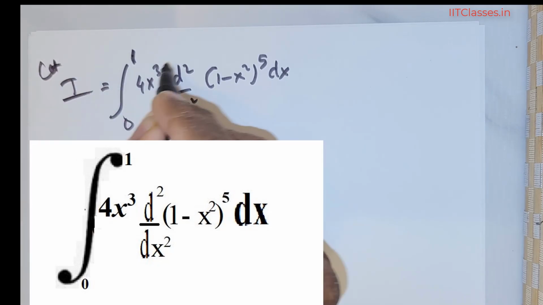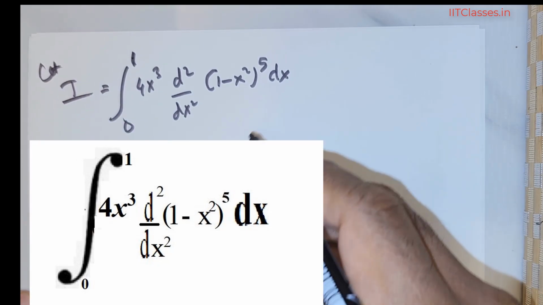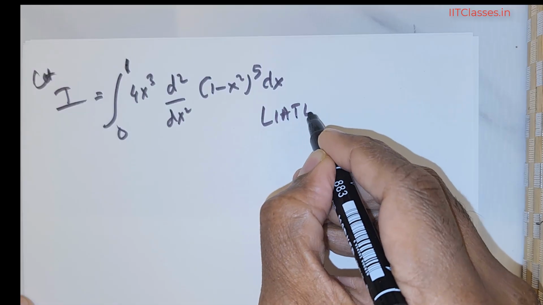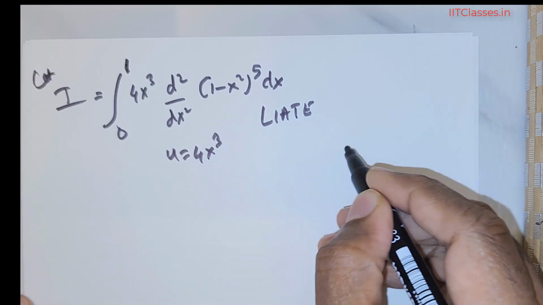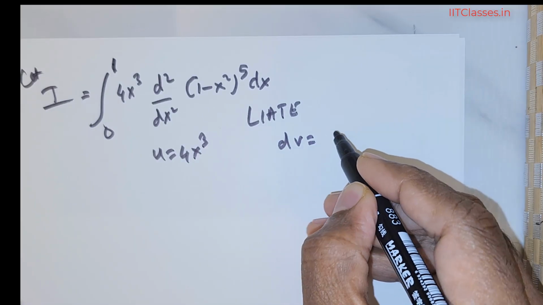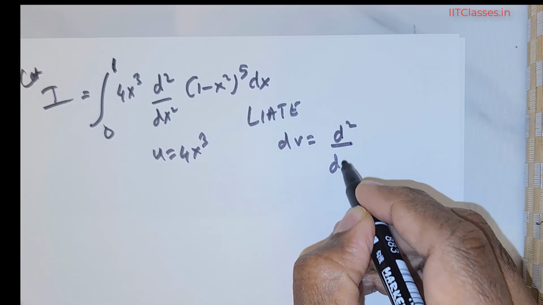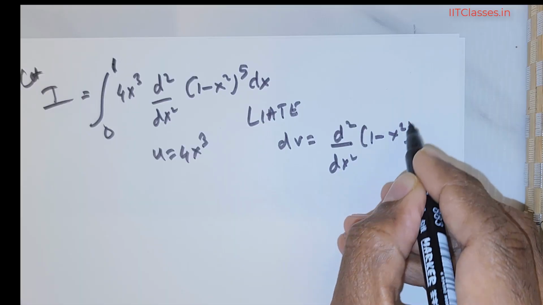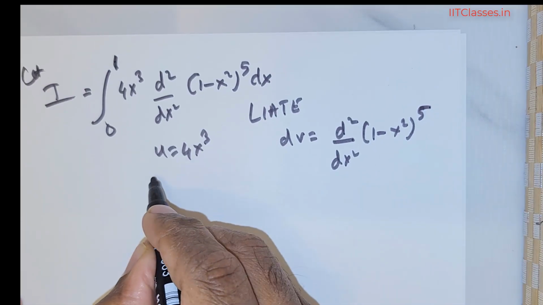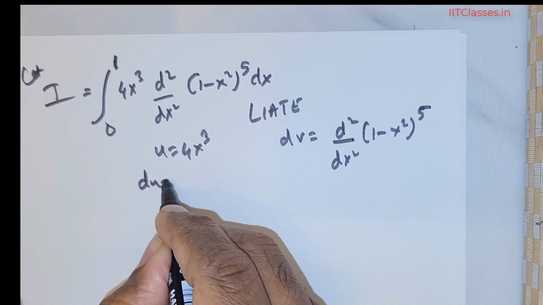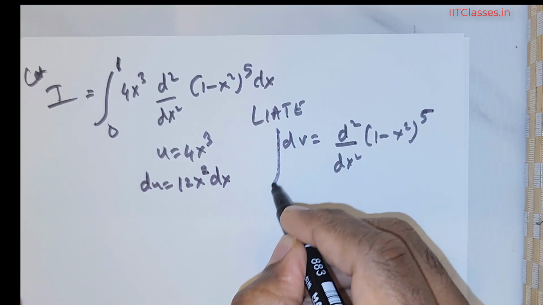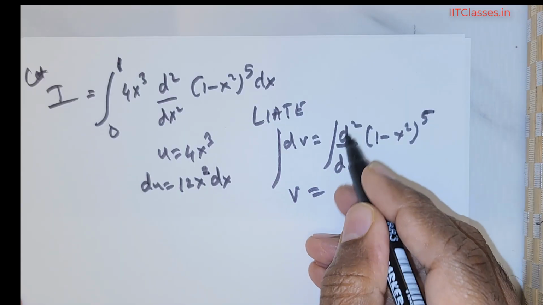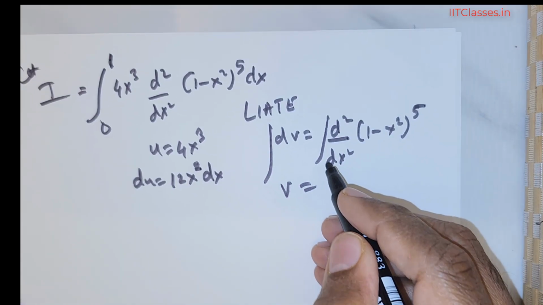So let me take I to be equal to the integral. Now we will utilize the Leibniz rule where u will be equal to 4x to the power of 3 and dv is equal to d squared over dx squared of (1 - x squared) raised to the power of 5. I differentiate this, I get du is equal to 12 times x raised to the power of 2 times dx. I integrate this.